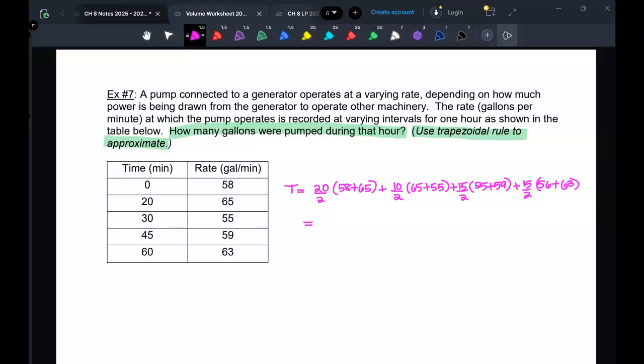Let's see what we get. Our units are fine. We integrated gallons per minute over minutes, so we should end up with just gallons.